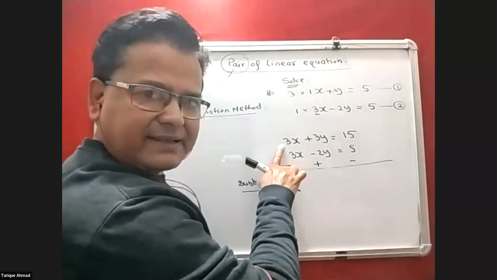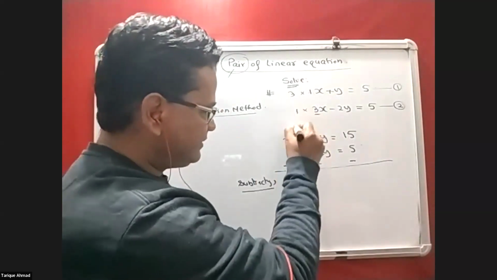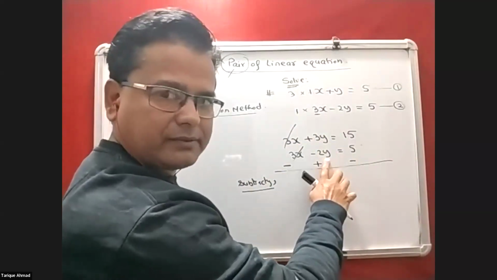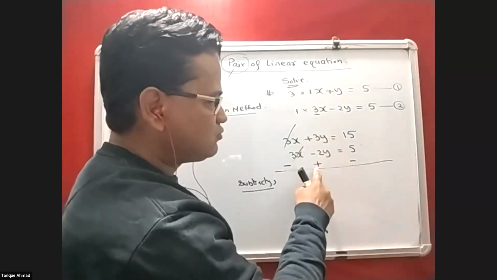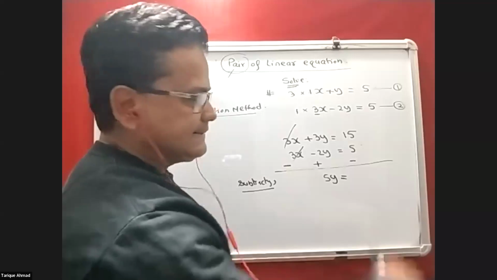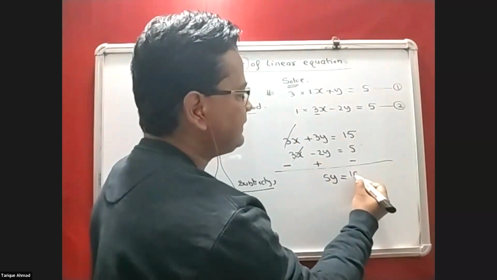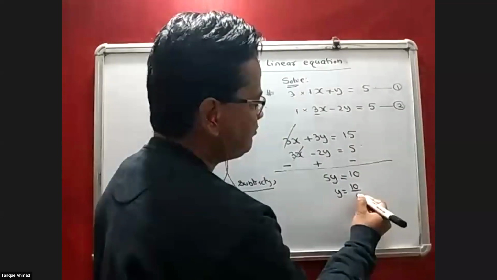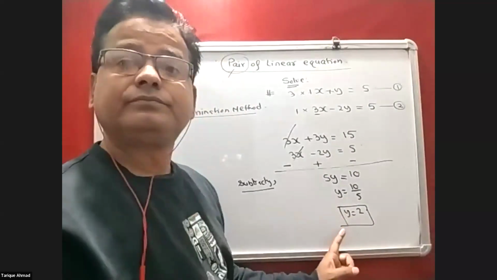Now, plus 3x, and this is the new sign of this one, so minus 3x. It will cancel. Then plus 3y, and then the sign has changed to plus, so plus 2y. We will get 5y. Fine. Then 15 minus 5, what will we get? 10 here. When we divide it by 5, y will be 2. We get the value of y.